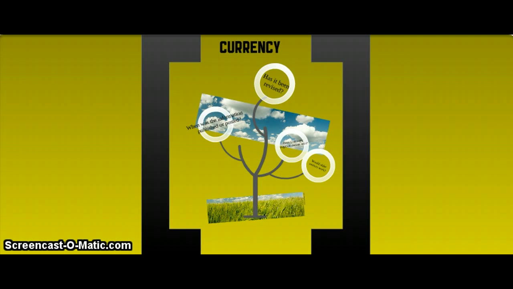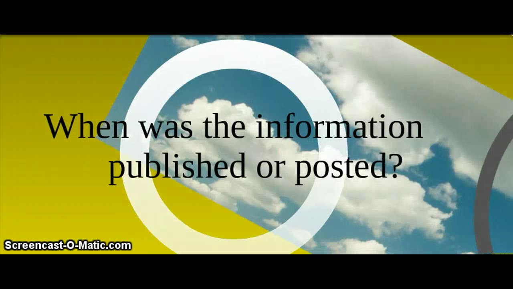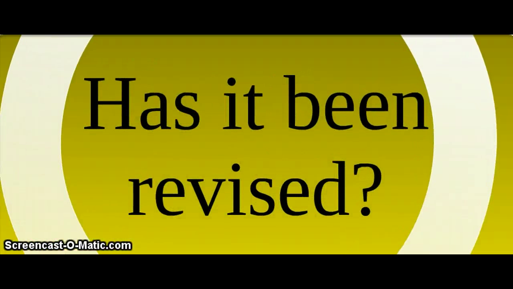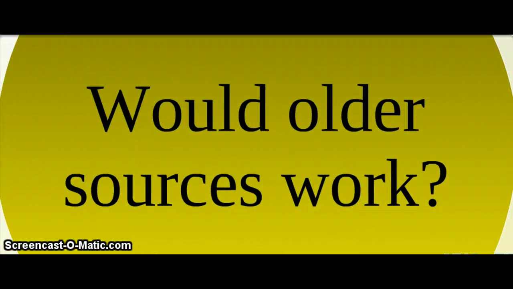The first criterion in the acronym is C for currency. And currency just means the timeliness of the information. Here are some good clarifying questions that help you to map out what that even means. When was the information published or posted? Has it been revised or updated since it was initially published or posted? Does your topic require current information, or would older sources be okay too?